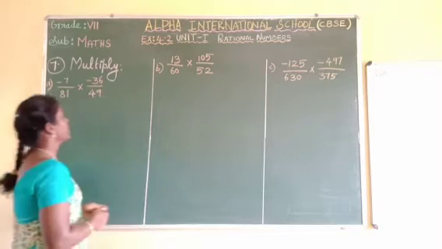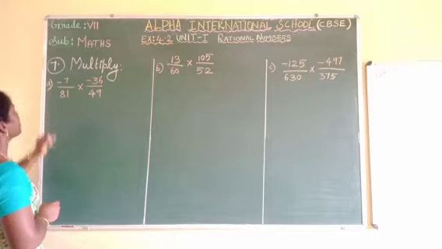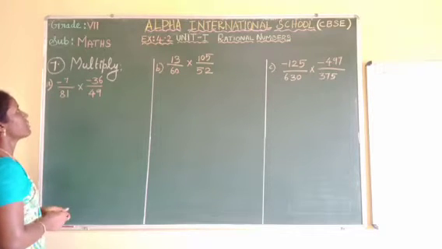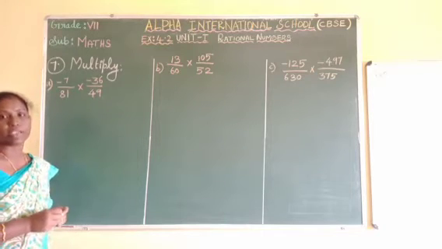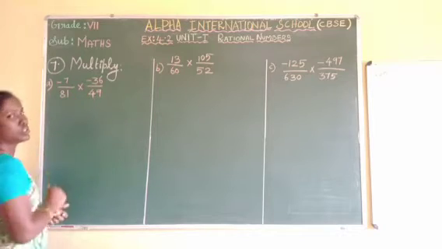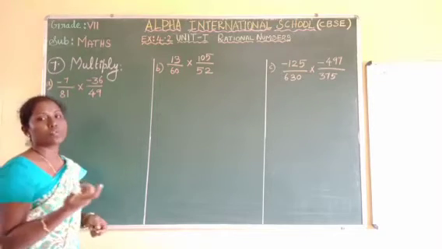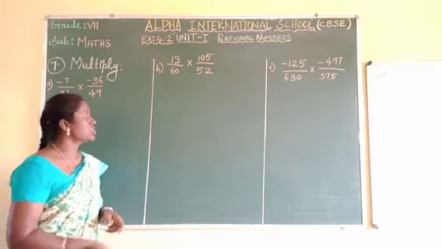So first, see the first rational numbers we are going to multiply: minus 7 by 81 into minus 36 by 49. Here we have two different rational numbers to multiply. As I told, we have to multiply numerator with numerator and denominator with denominator. And we have to know the rules of multiplication of integers. What are the rules of multiplication?